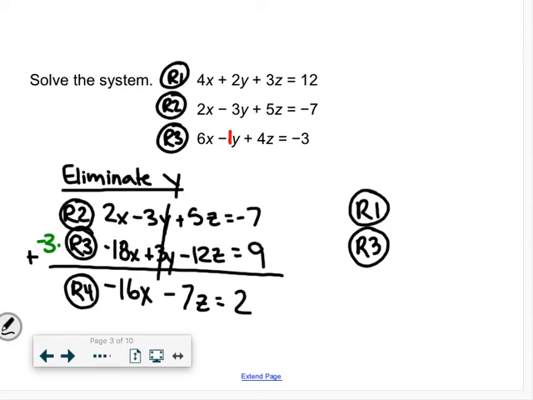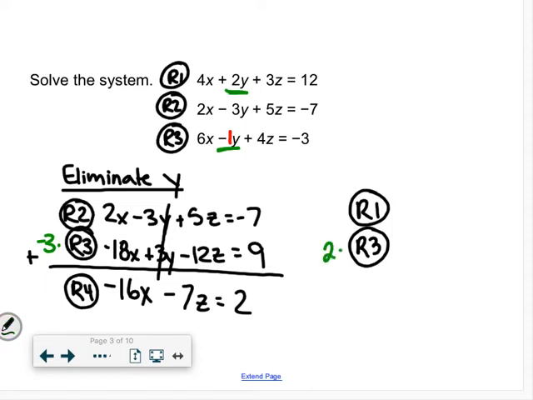What are we going to do to row 3 now? Multiply by negative, or actually no, just multiply by 2. It is negative 1y. The row 1 has a y value of positive 2y, and we need them to cancel, so they got to be opposites. So let's just multiply by 2. And that's row 3.